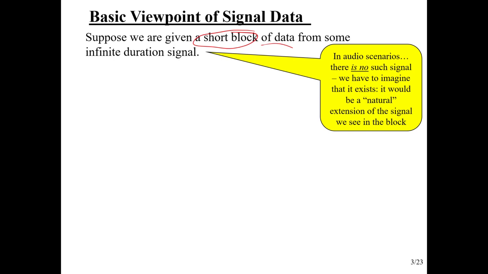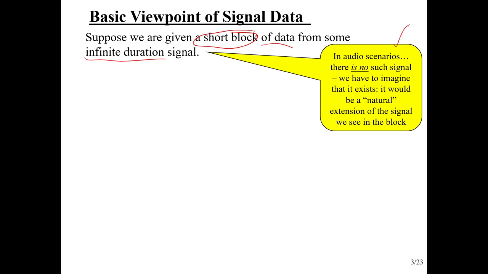Maybe it's just an audio signal and we've collected data over the duration of one beat, and we think there's a note that's being played in that chunk. Now, we can imagine that that short block of data came from some much longer signal, and for the purpose of our mathematics, we'll just assume that it's some infinite duration signal. It just helps us not have to worry about how long that longer signal is. It doesn't really matter how long it is.